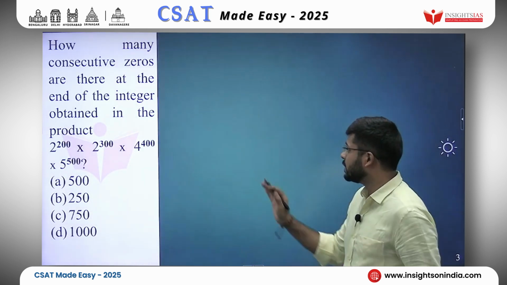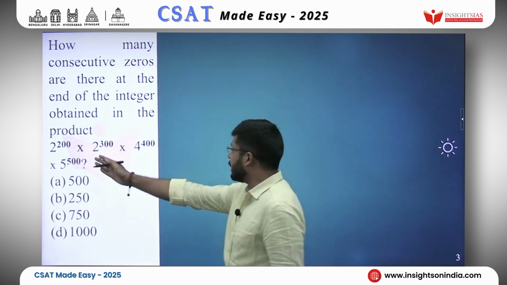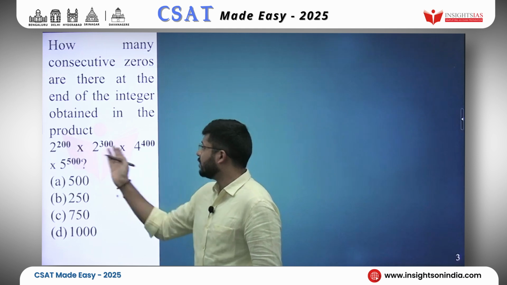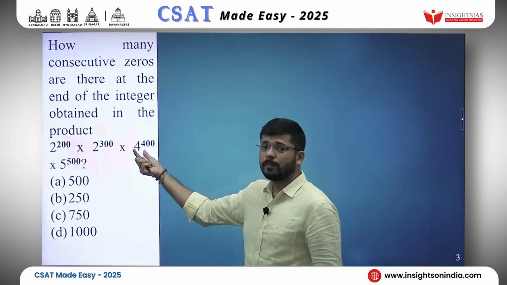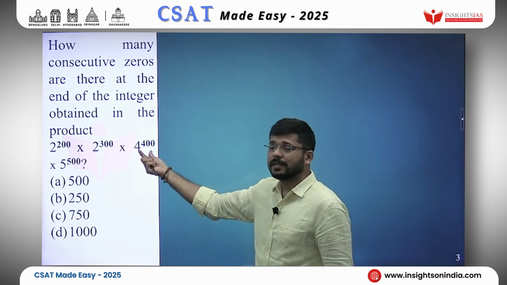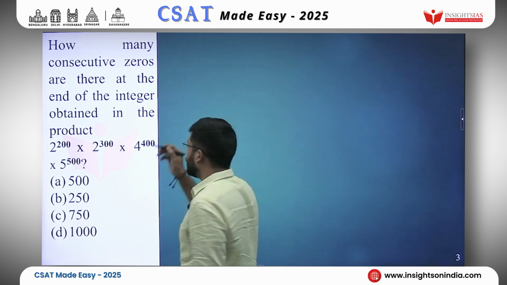How do we answer it? Have they already been expressed in terms of prime factors? No, right? 4 is not a prime factor. So we shall express this as a product of prime factors and then we will have the answer.